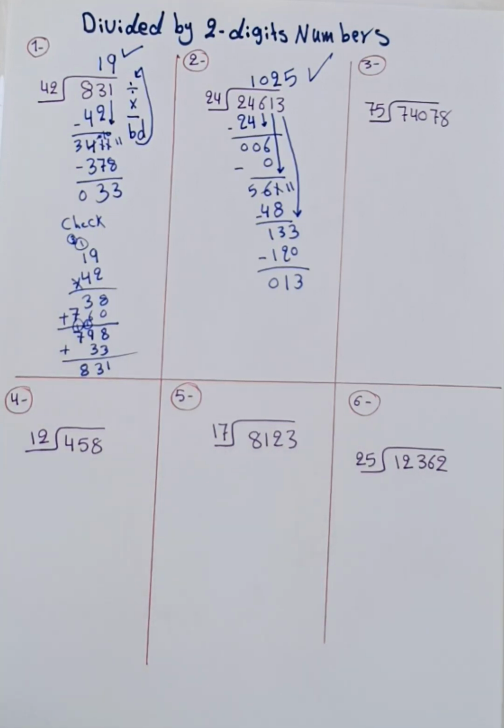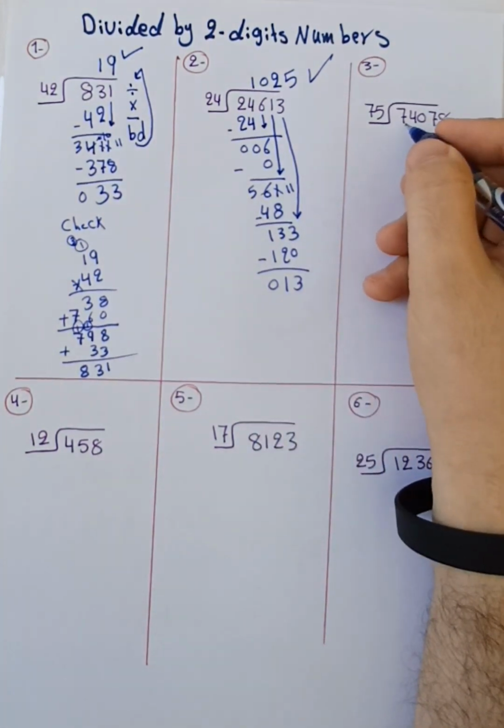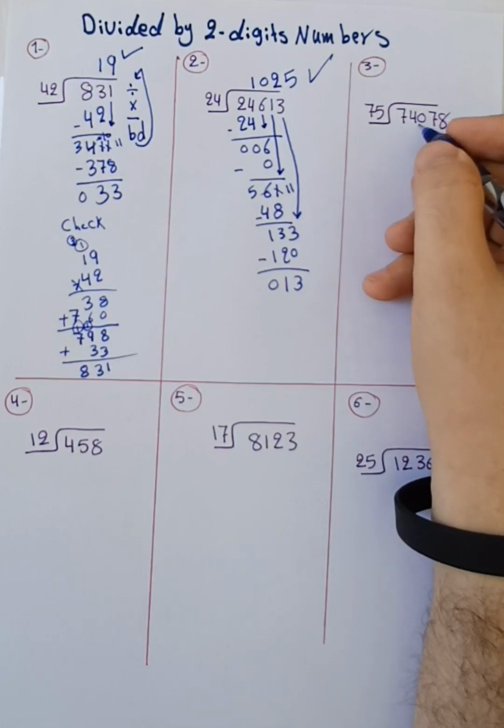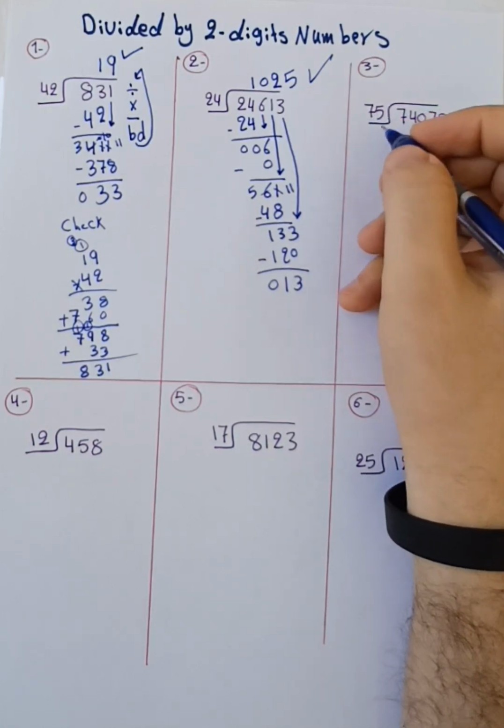And then example number 3, we have 74,078 divided by 75. First, 740 divided by 75.